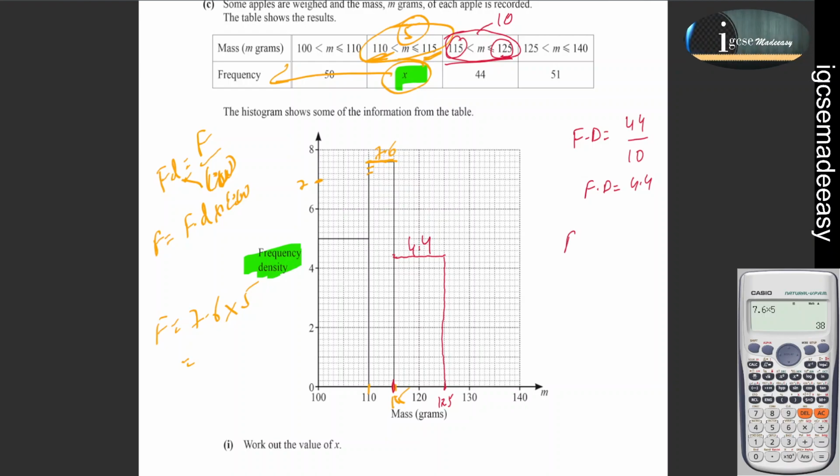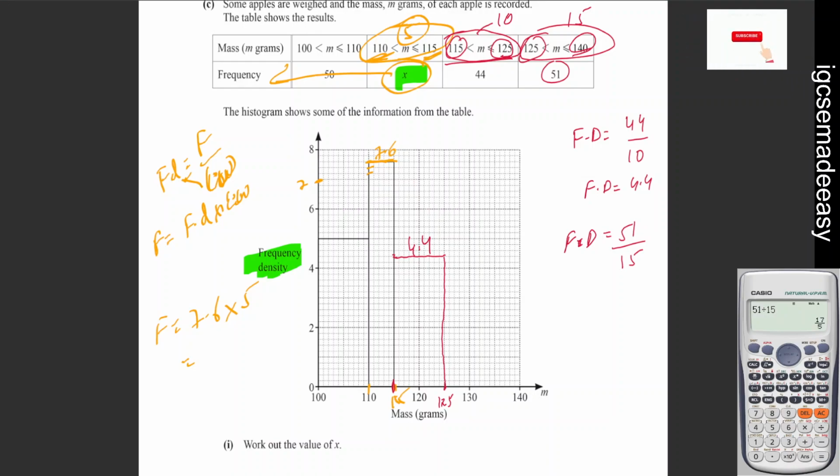And the other one is the frequency density for the class interval 125 to 140. What is the class width of this one? 140 minus 125, that is 15, right? So class width is 15, and the frequency is 51. So 51 divided by 15 equals 3.4. So 3.4 is the frequency density.